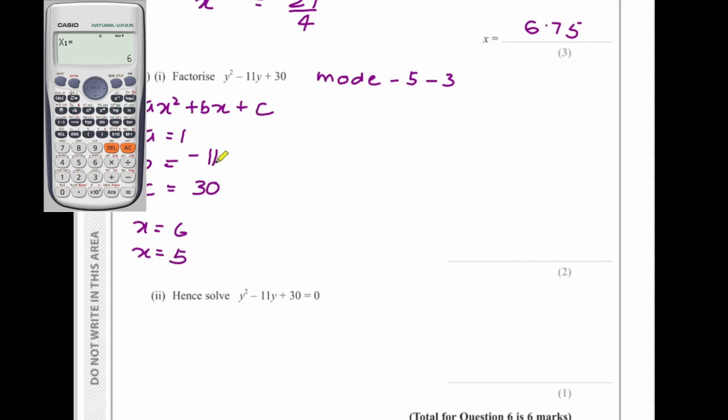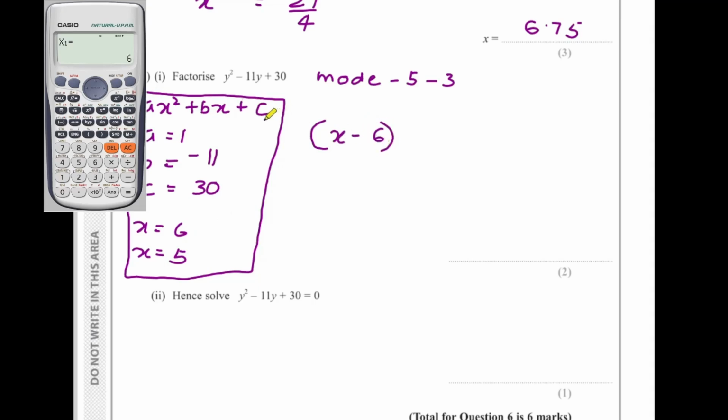All of this work is additional work. You shouldn't do this in your paper. This is rough work, right? So this is the answer. The calculator gives me x equals 6. I have to reverse the sign. Then I'm writing x minus 6. This is my one factor.